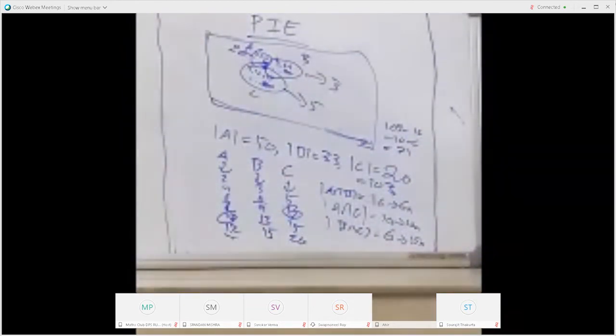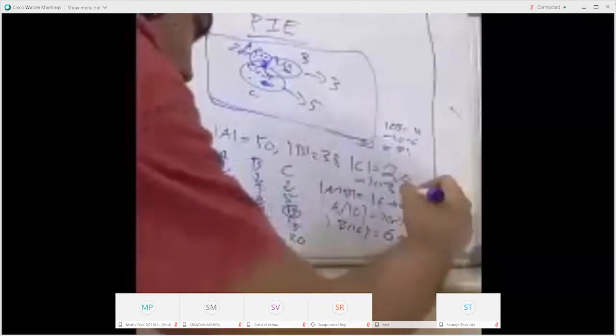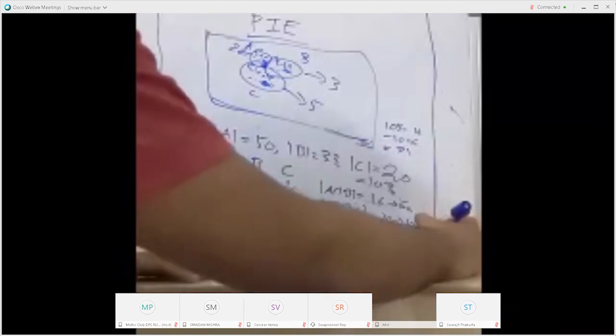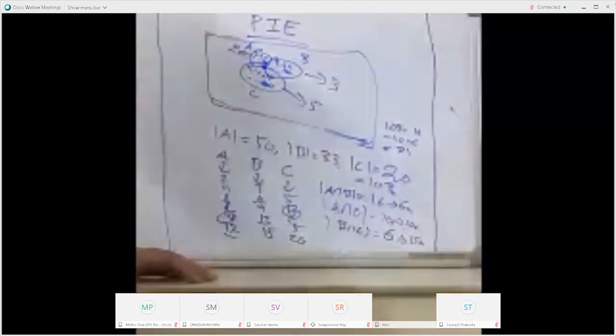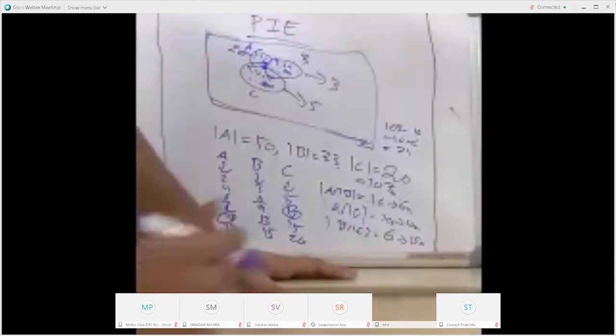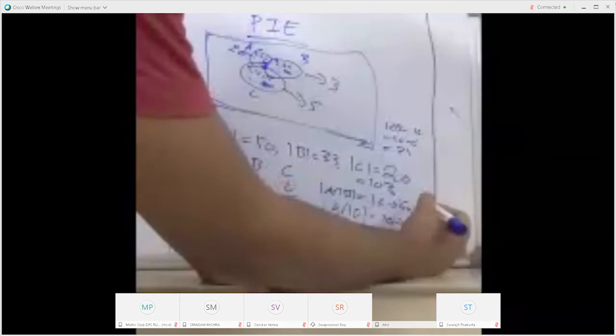But we have, so these are numbers of the form 6n, these are numbers of the form 10n, and these are numbers of the form 15n. Now if we take the LCM of these three, we get 30.